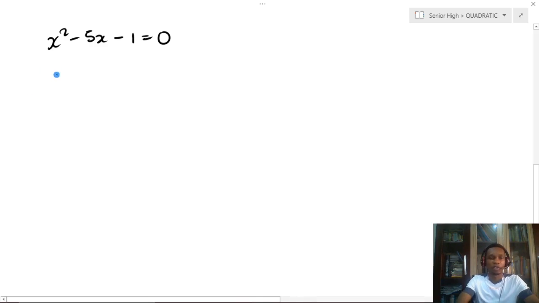But going to step 2, we do what? Take our C value over to the other side, right? So that gives us what? X squared minus 5x is equal to 1, because when minus 1 goes over there, it becomes plus 1.